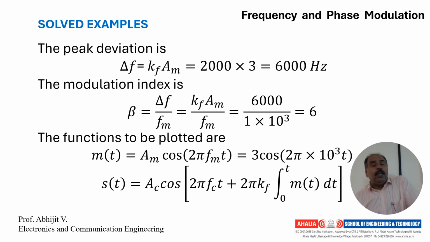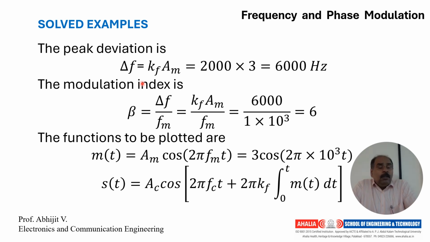First, we are going to find out the frequency deviation. Frequency deviation, delta F, is given by Kf Am. Kf is the frequency sensitivity factor, that is 2000, which is already given. Am is 3, the maximum amplitude of the modulating signal, so you get 6000 Hertz.